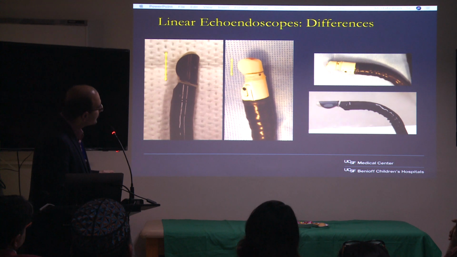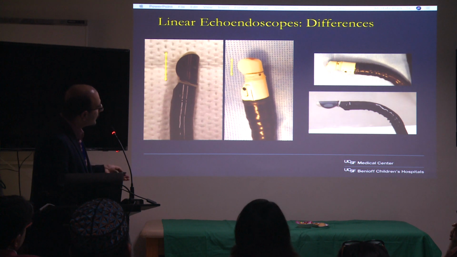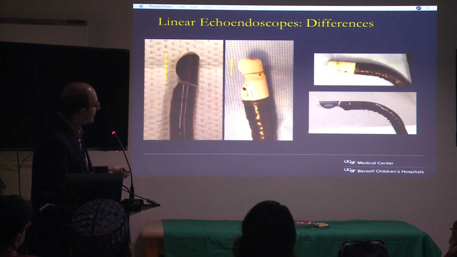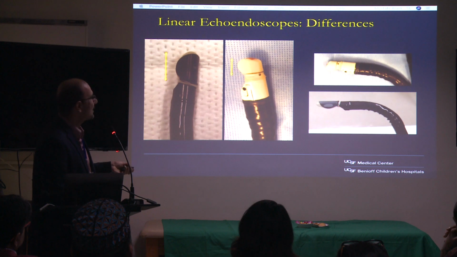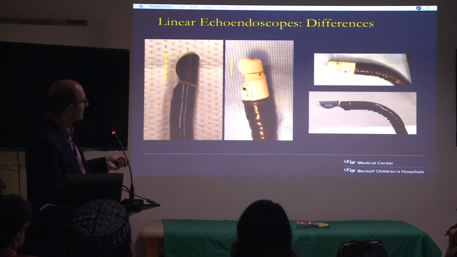And I think a lot of people struggle with this. Oftentimes I'll tell my fellow that if you have any resistance with this in the bulb, you need to stop and hand me the scope, because this is what's going to cause the perforation. Then I'll try, and then I'll either stop or get through. The other thing is the bending section. You see how long this is compared to the Olympus? These are not necessarily taken in the same plane, but the point is that there is a difference.